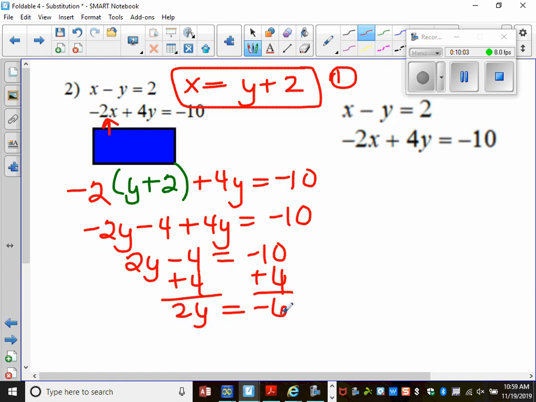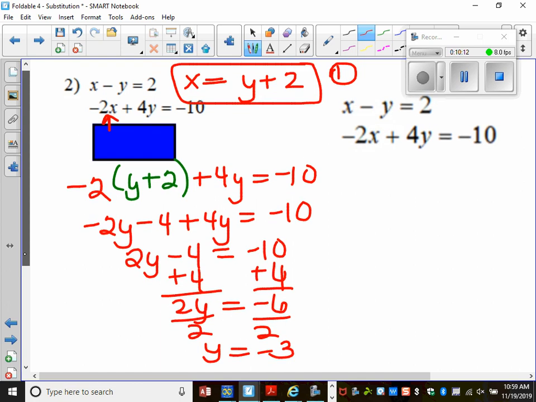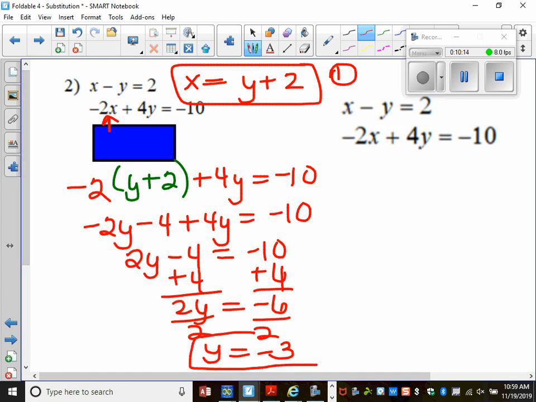2y equals negative 6, y equals negative 3. Okay. So remember I said once I find out the value of y, I'm going to go back to step 1 to get the value of x. So do my other substitution.